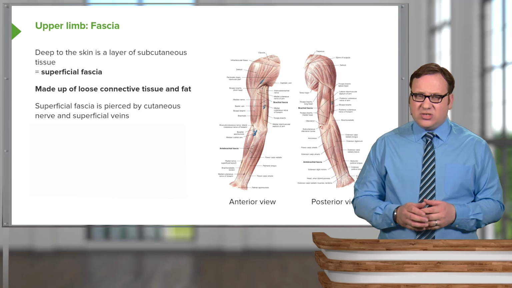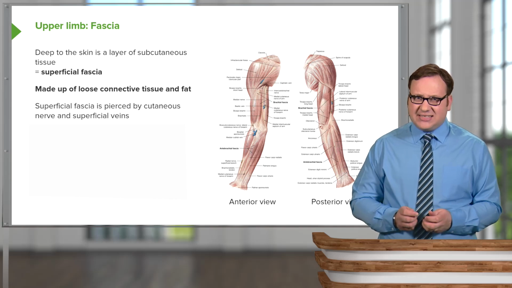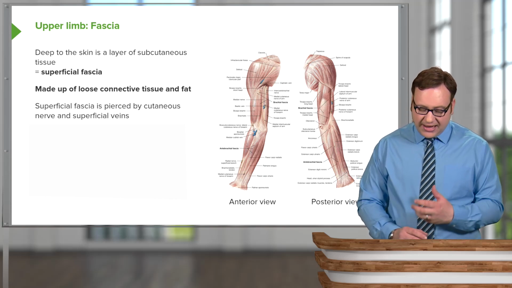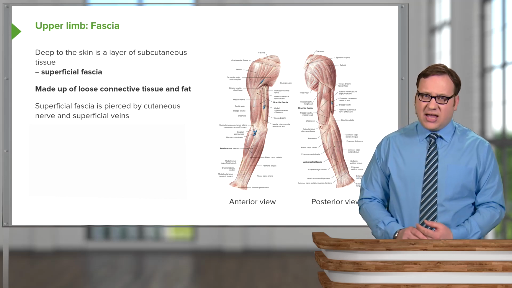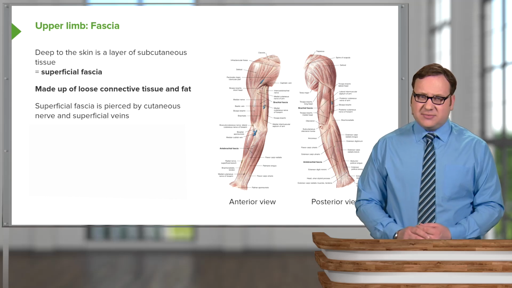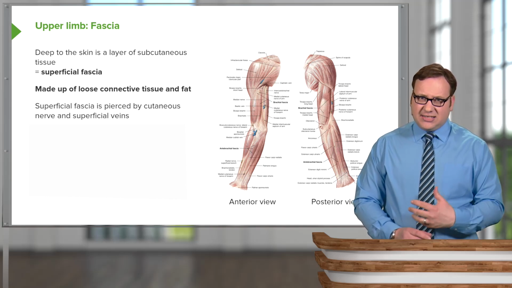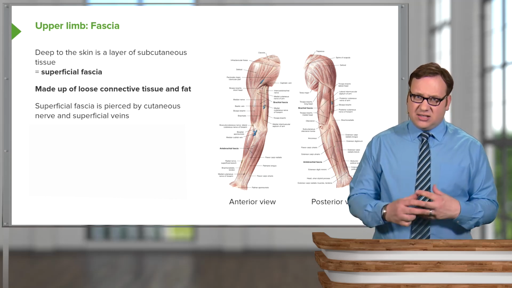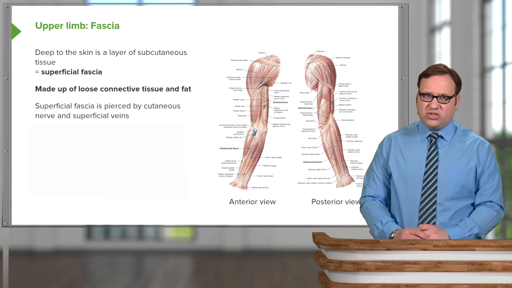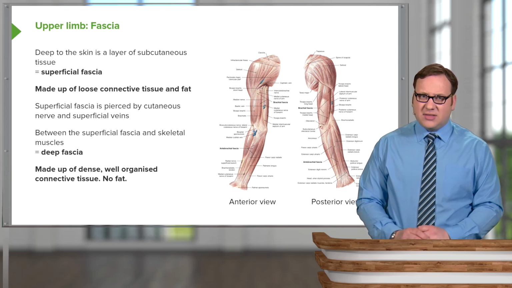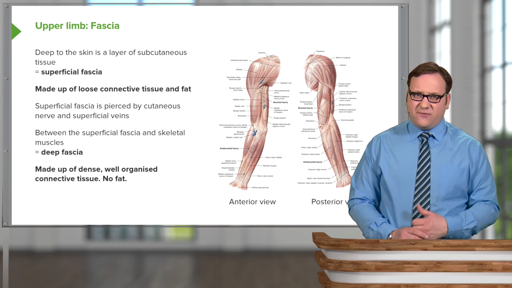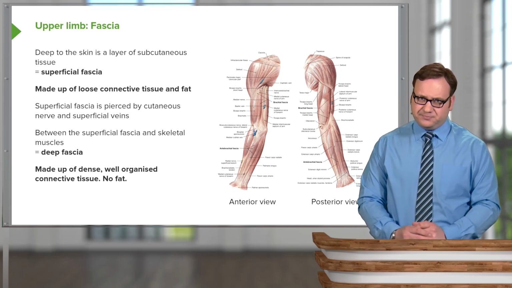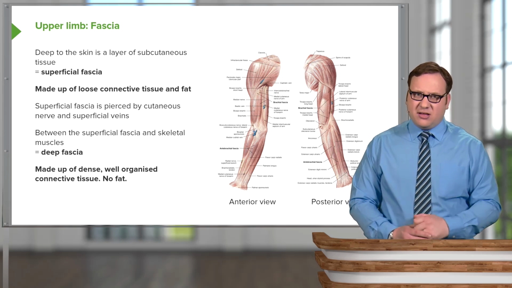The deep fascia is what we can see surrounding the muscles, and the superficial fascia is this loose connective tissue and fatty layer. So we can't see that because it's been removed, but it's made up of loose connective tissue and varying amounts of fat. The superficial fascia lies deep to the skin, and it's therefore pierced by cutaneous nerves that supply the skin and also superficial veins. Lying between the superficial fascia and the skeletal muscles, so biceps brachii for example, we have the deep fascia.